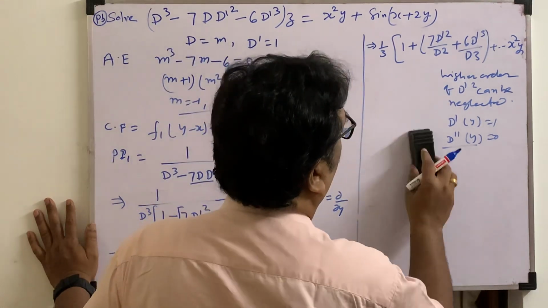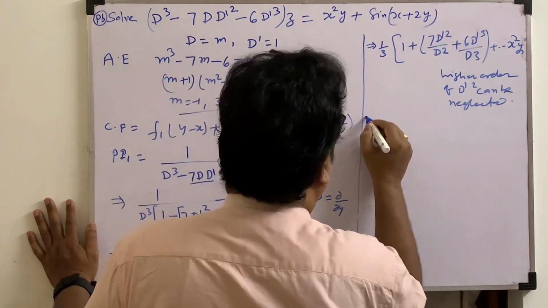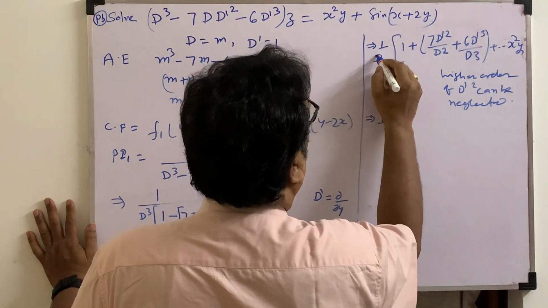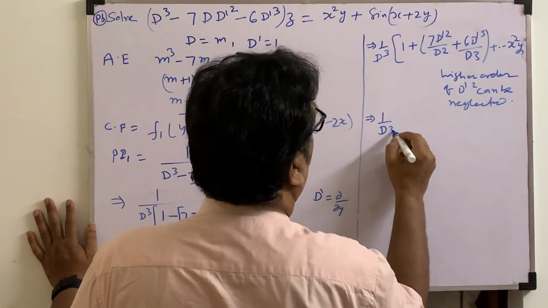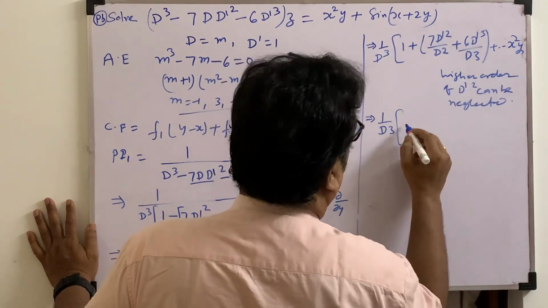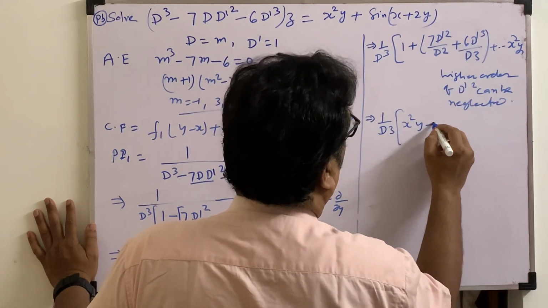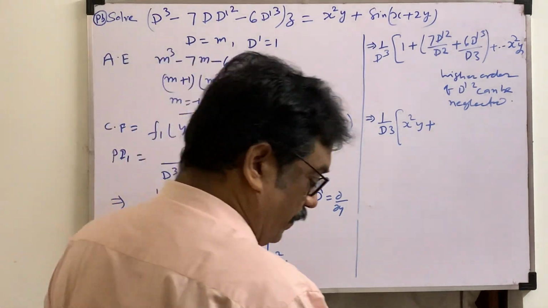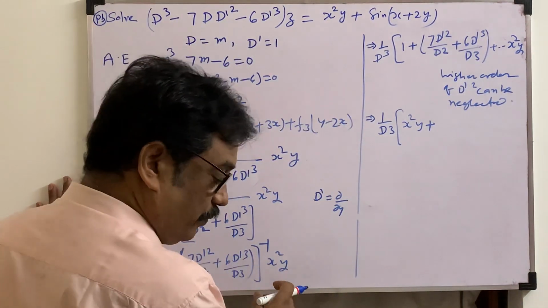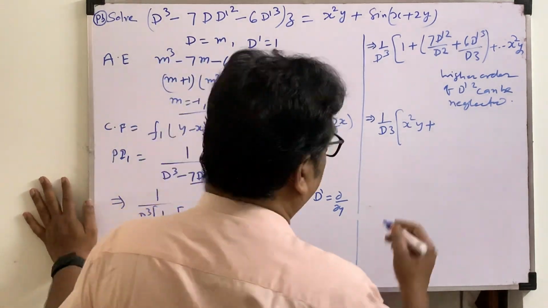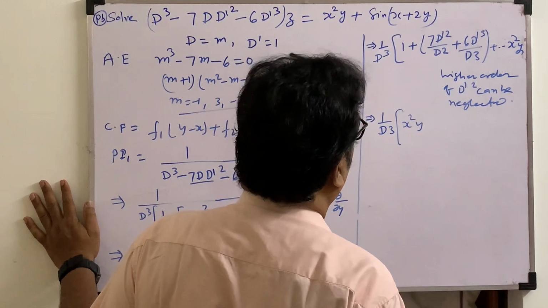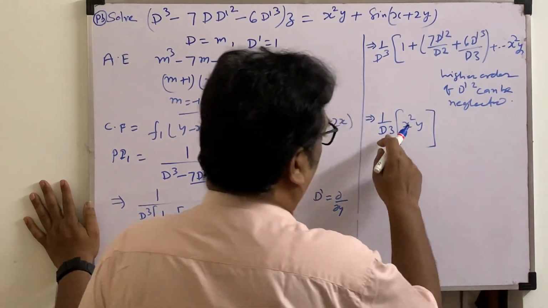This you write here: 1 by D cube multiplied by x square y, plus, if we differentiate this, what will come? 7 D dash square, so it will come 1 only. So we cannot write this. So this itself is closed here. Now 1 by D.